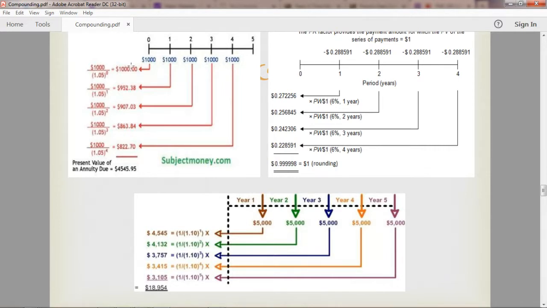So all of the annuity dues have one less discounting than ordinary annuities, which is the same thing as one more compounding. This way you can memorize it as all annuity dues have one more compounding than ordinary annuity, regardless of future value of annuity or the present value of annuity. Right?